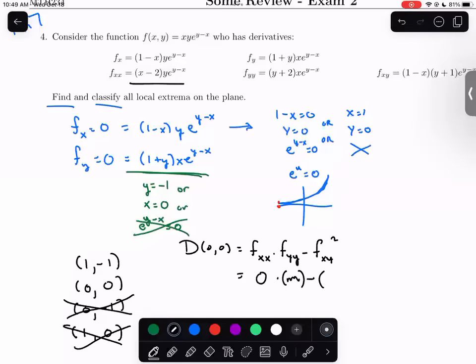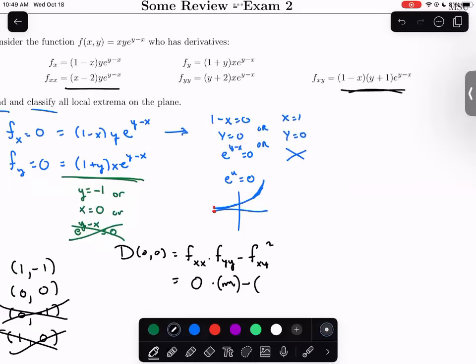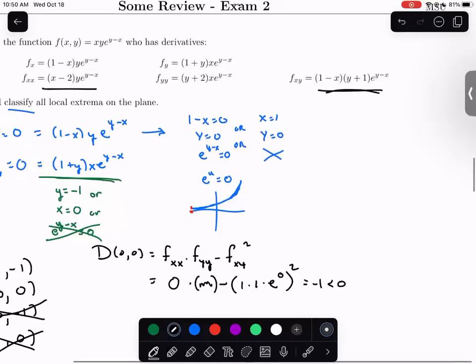F sub xy, looking over here, if I plug in 0 for x and 0 for y, that's going to be 1 times 1 times e to the 0, which also happens to be 1. And so this ends up being 0 minus 1 squared. So that's equal to negative 1, which is, of course, a negative answer. And so we know 0, 0 is a saddle point.